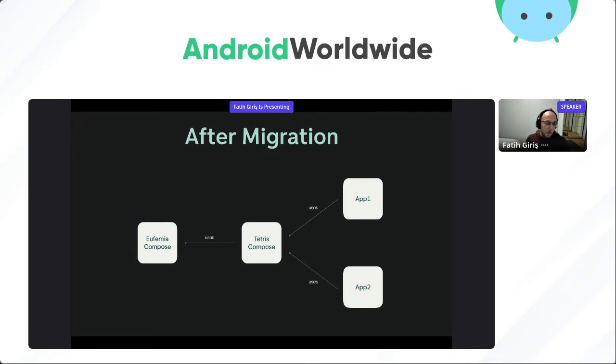So now we have talked about Euphemia and Tetris, like the common UI library and the core theming library. But we haven't talked really much about our apps. I think they are a little bit harder than the libraries, because in libraries you only have the components. You just need to convert them to composable. But in apps, you actually have a lot of things like fragments, activities, navigation, etc. So let's talk more about that part.